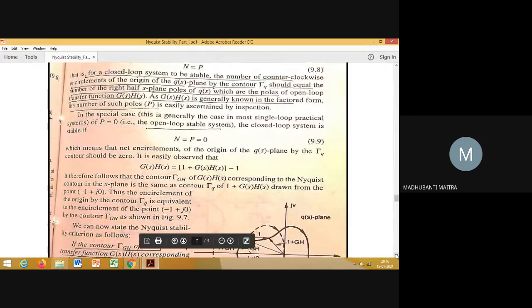Have you understood this? Yes. Is it clear? Now, GSHs can be written as 1 plus GSHs minus 1. This is my QS. I can write GSHs as QS minus 1, where QS is equal to 1 plus GSHs. Yes or no?